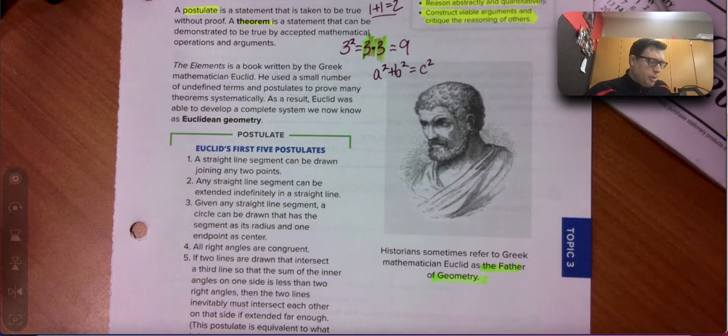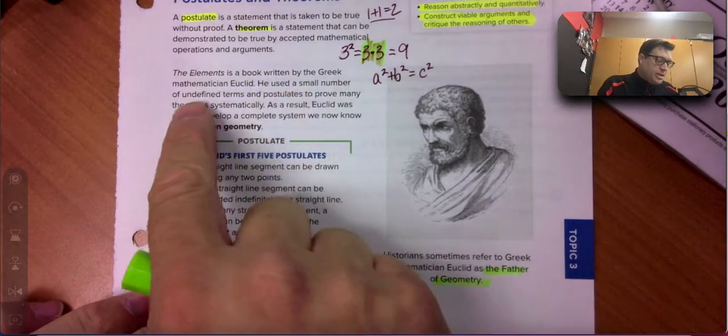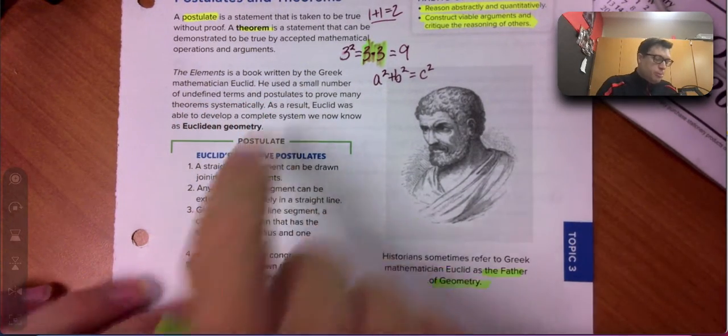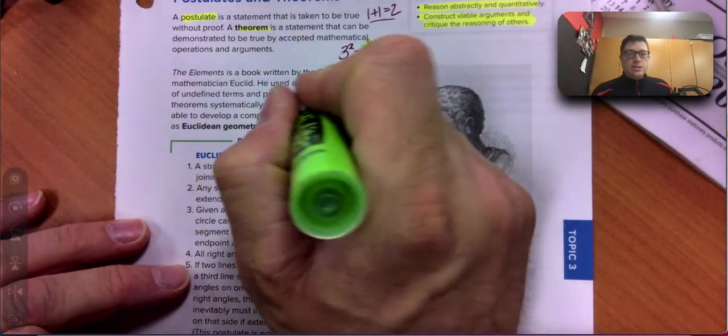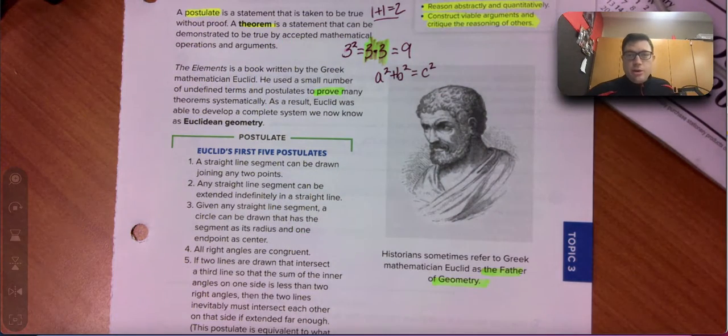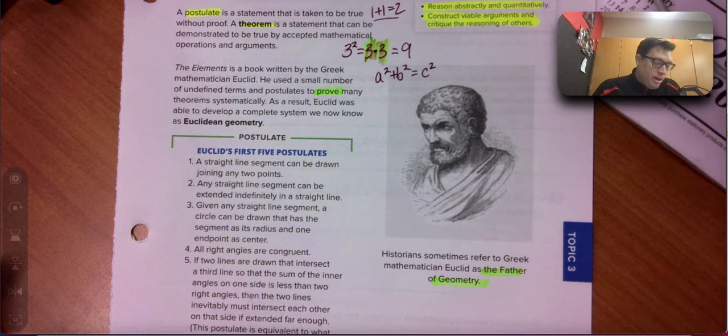The Elements is a book written by the Greek mathematician Euclid. He used a small number of undefined terms and postulates to prove, there's that Greek math word for us, prove many theorems systematically. As a result, Euclid was able to develop a complete system we now know as Euclidean geometry, which really just means these 5 statements.